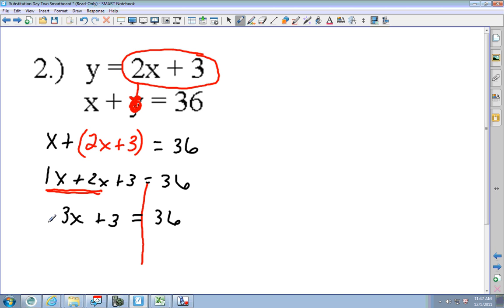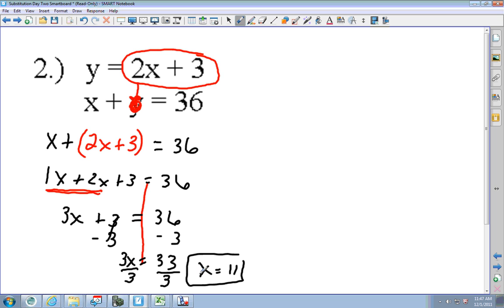Now, to solve, I need to finish this to figure out what x is. I'll subtract 3 from each side. I get 3x equals 33. Divide by 3. X equals 11. Now, that's not my answer. That's only part of my solution. Remember, I need x, then y. X is 11. I need to find out what my y is.